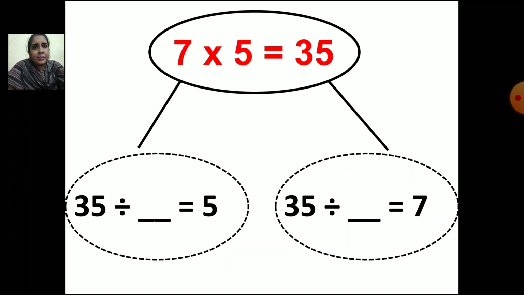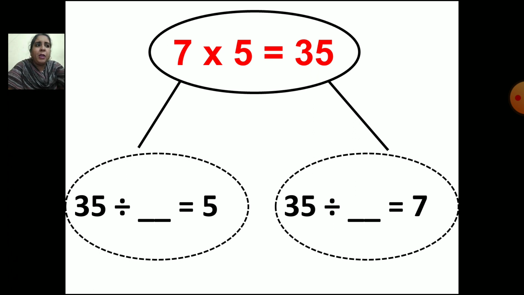Now let us see the second question. 7 multiplied by 5 equal to 35. Here one multiplication is given, that is 7 fives are 35. Now we have to show 2 divisions of it. So 35 divided by dash equal to 5. We have to see which number will come in the dash. So what will you do? You will say the table of 5, in which you get 35.